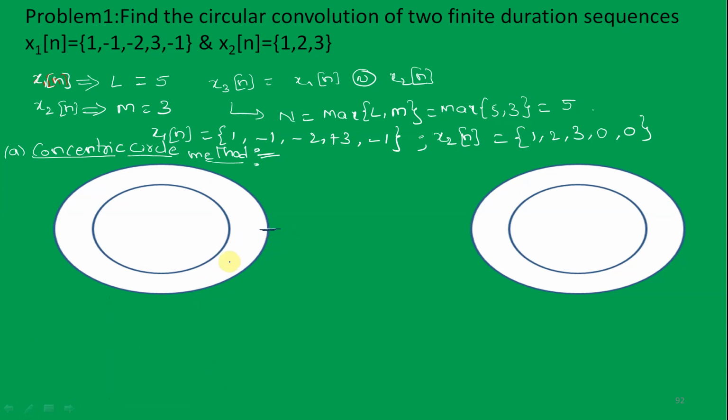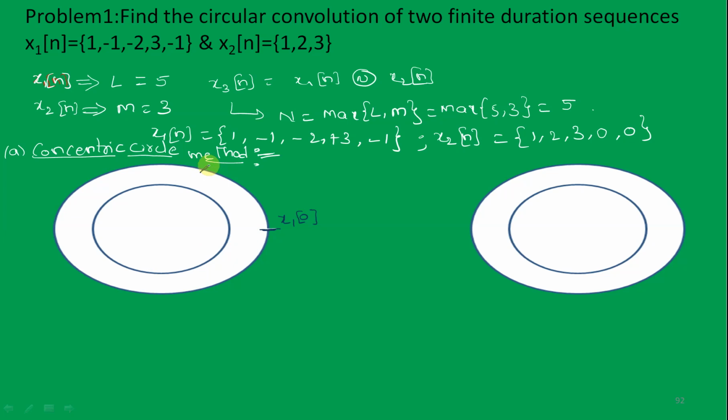x1 of n values in counterclockwise direction. So here I am starting. Here is x1 of 0. With equal space we have to complete all the elements here. How many elements are there? Actually 5 elements: 1, 2, 3, 4, 5. In this way I just finish this one.